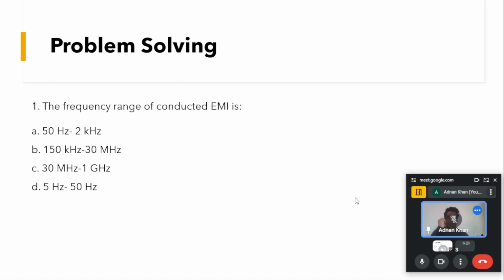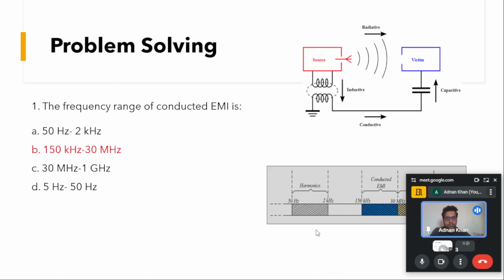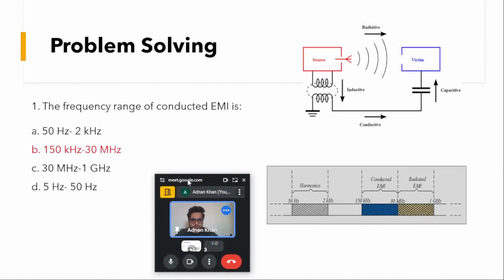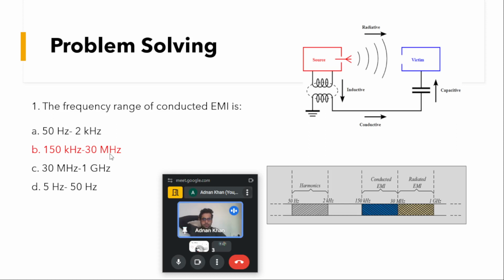Is the screen visible? So we can move to the first question. The first question is: the frequency range of the conducted EMI is. I think you should be able to answer this question, as we had discussed. A is 50 hertz to 2 kilohertz, B is 150 kilohertz to 30 megahertz, C is 30 megahertz to 1 gigahertz, and D is 5 hertz to 50 hertz. So the answer to this question is 150 kilohertz to 30 megahertz.